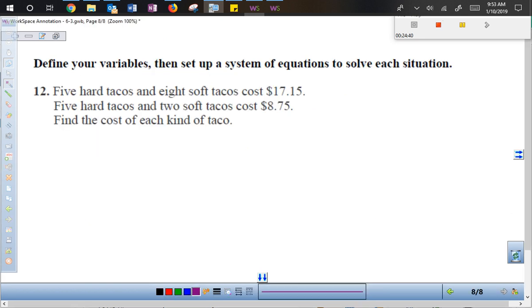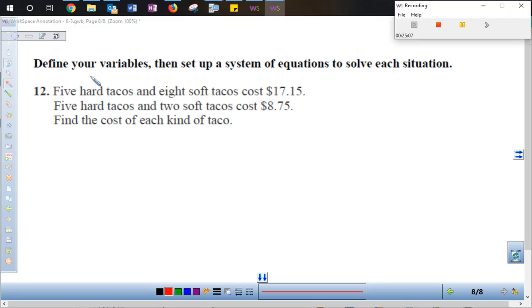Alright, on number 12 it says 5 hard tacos and 8 soft tacos cost $17.15. 5 hard tacos and 2 soft tacos cost $8.75. Find the cost of each kind of taco. So they want to know, what is the cost of each kind of taco? I have hard tacos and soft tacos, so those are going to be my variables. Now, we could call them X and Y, but I'm going to choose some variables that kind of represent our numbers a little bit easier.